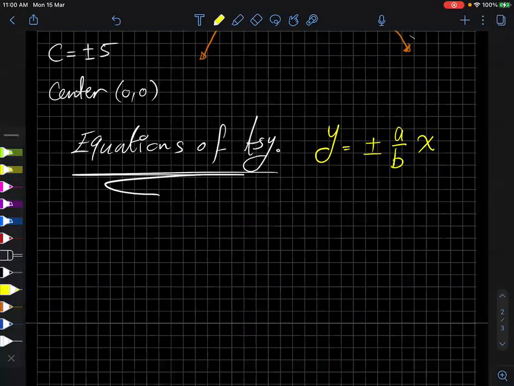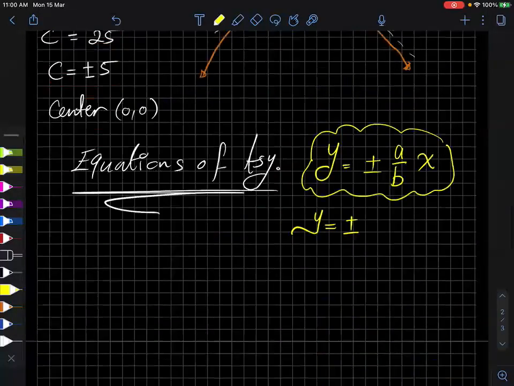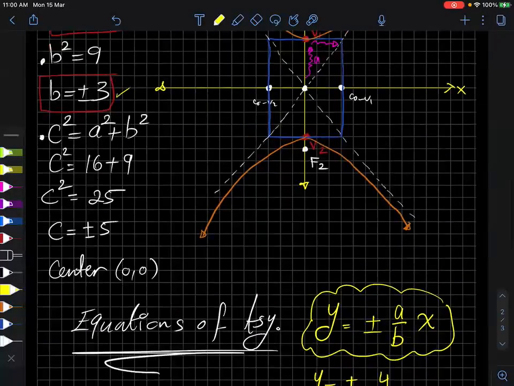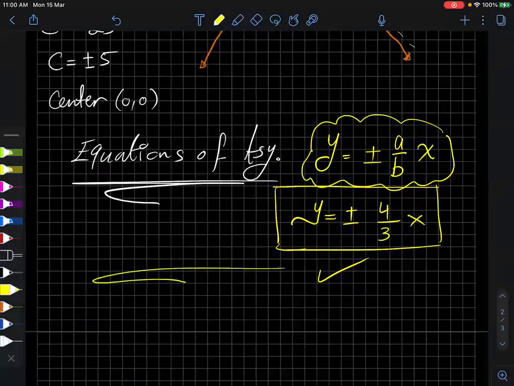So simply, guys, if your equation is y squared over a squared minus x squared over b squared equals 1, the equations of the asymptotes are y equals plus minus a over b x. Substitute now: y equals plus minus, what is a? 4, over what is b? 3, x. And that's it. So here we have the equation of the asymptotes. Any questions, guys?